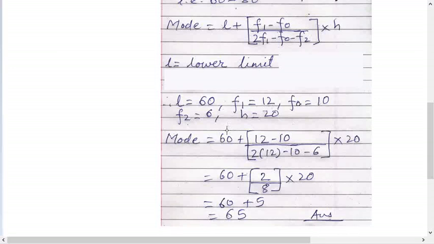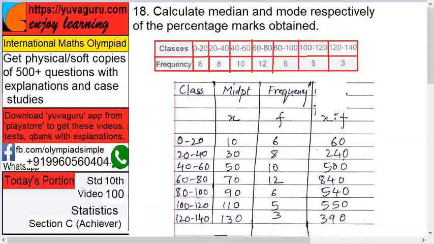We have to just input the values. That is 60 plus (12 minus 10) upon (2 into 12 minus 10 minus 6), bracket close, into 20. Solve this: 60 plus 2 by 8 into 20. 60 plus 5, that is 65. So the mode is 65. Quite a tough problem.